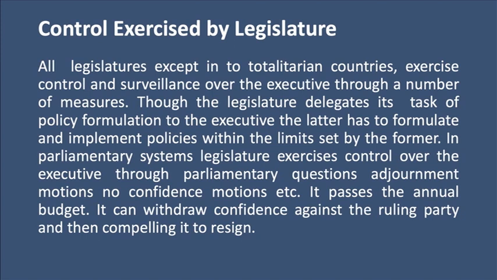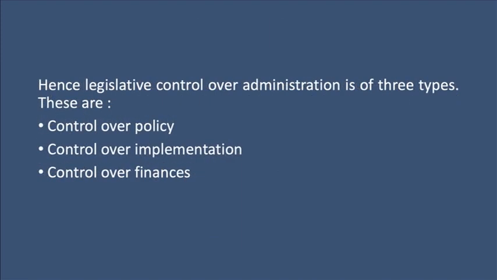In the parliamentary system, the legislature exercises control over the executive through parliamentary questions, adjournment motions, no confidence motions, etc. It passes the annual budget also. It can withdraw confidence against the ruling party, compelling it to resign. Hence, the legislative control over administration is of three types. These are control over policy, control over implementation, and control over the finances.